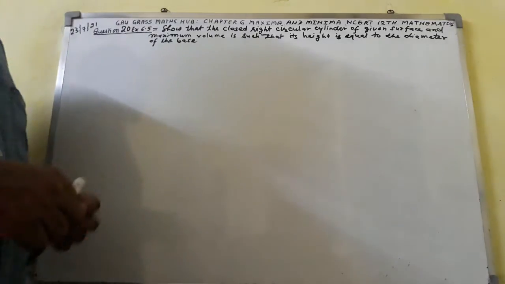I shall explain question number 20 from exercise 6.5, chapter 6, Maxima and Minima of NCERT Class 12 Mathematics. The question is: show that the closed right circular cylinder of given surface and maximum volume is such that its height is equal to the diameter of the base. Now let us come to the solution.